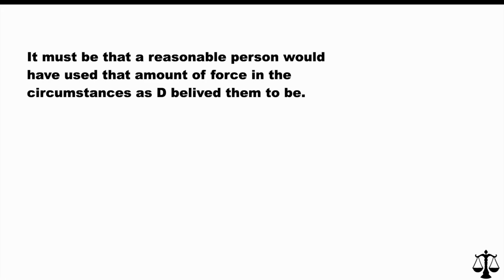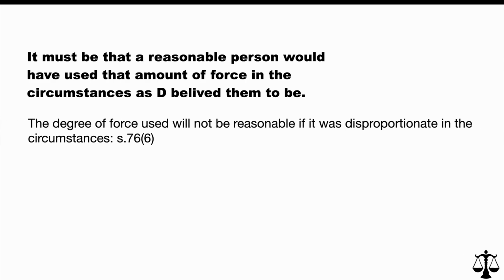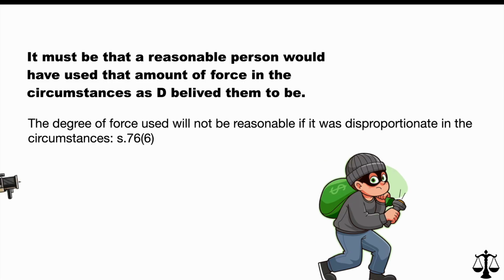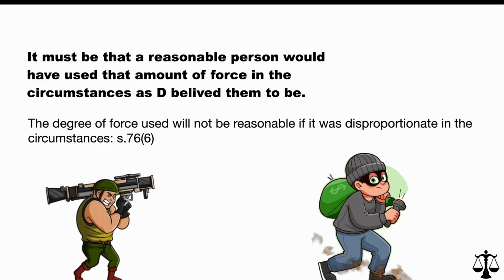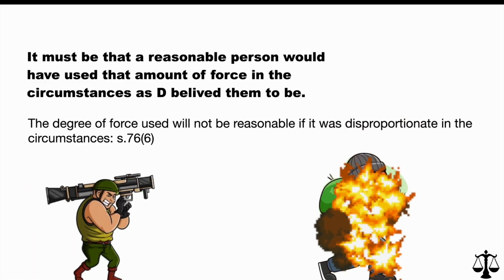Moving on to the second main principle, which is that it must be that a reasonable person would have used that amount of force in the circumstances as D believed them to be. The degree of force used by the defendant will not be reasonable if it was disproportionate in the circumstances. For example, using a rocket launcher on a thief would be disproportionate, as it goes beyond what a reasonable person would have done to stop the thief.